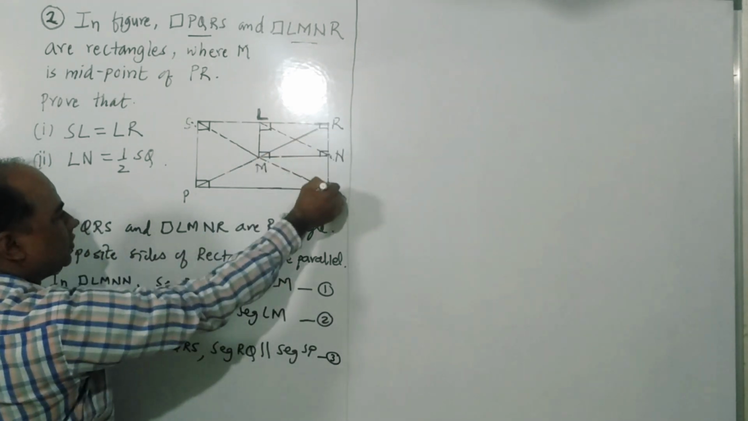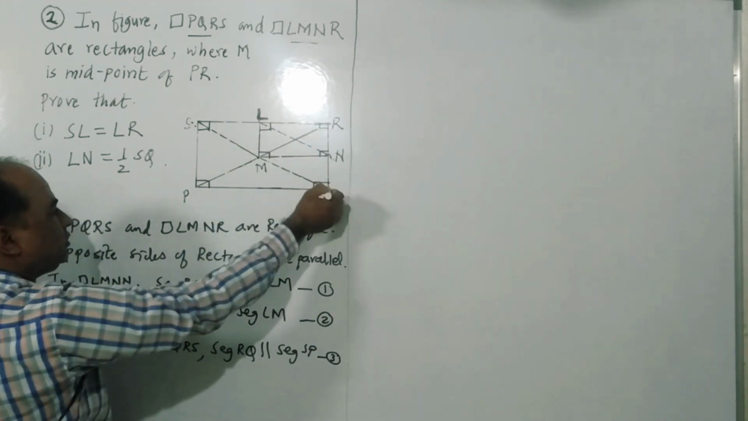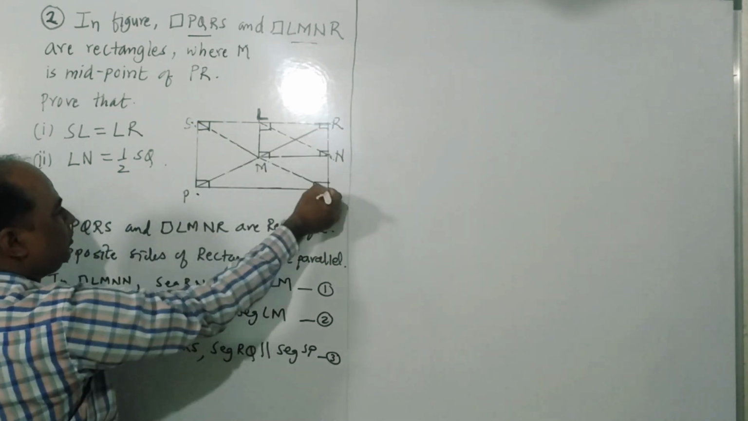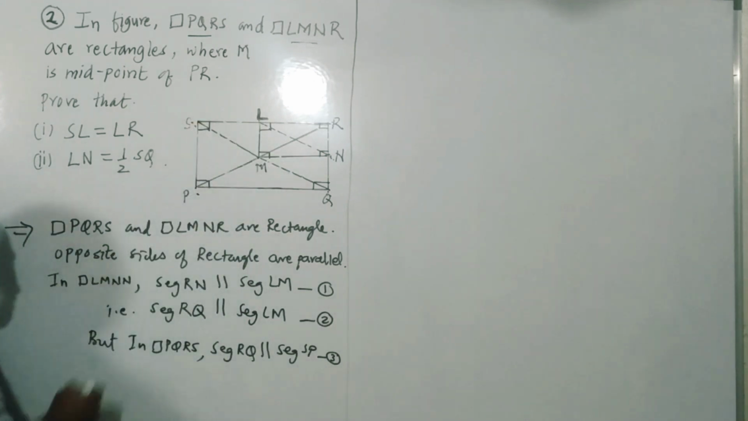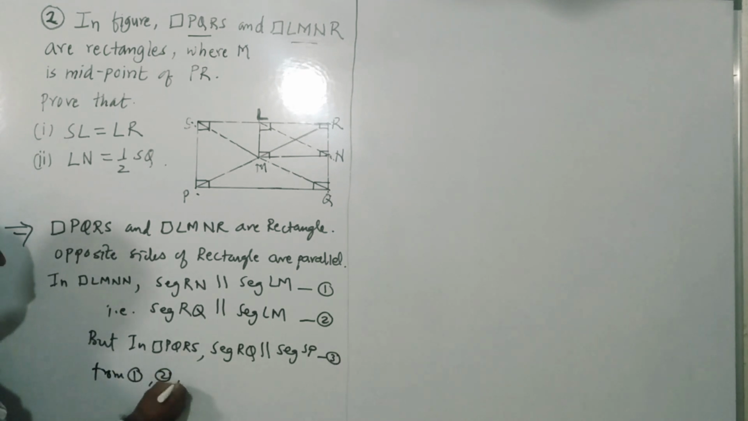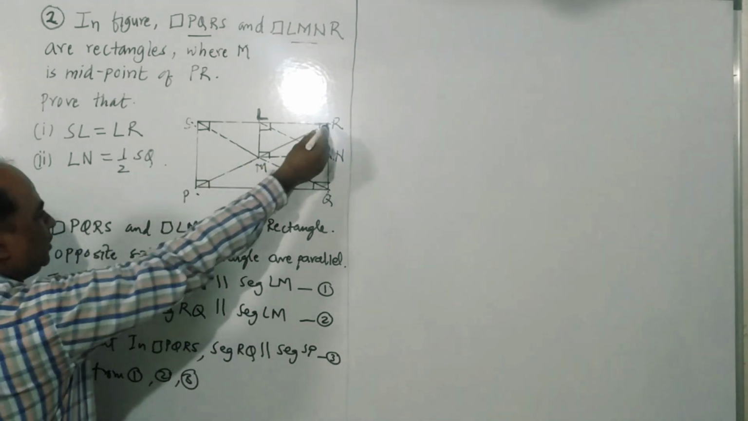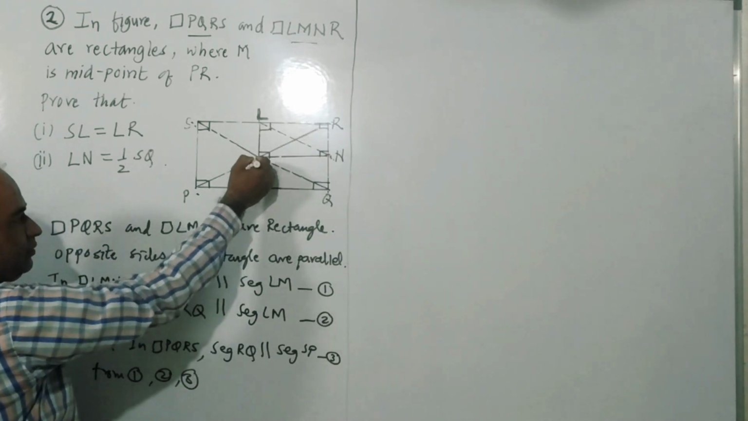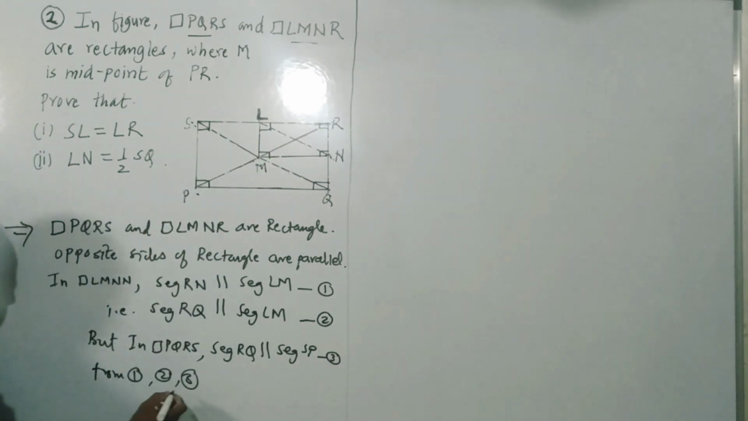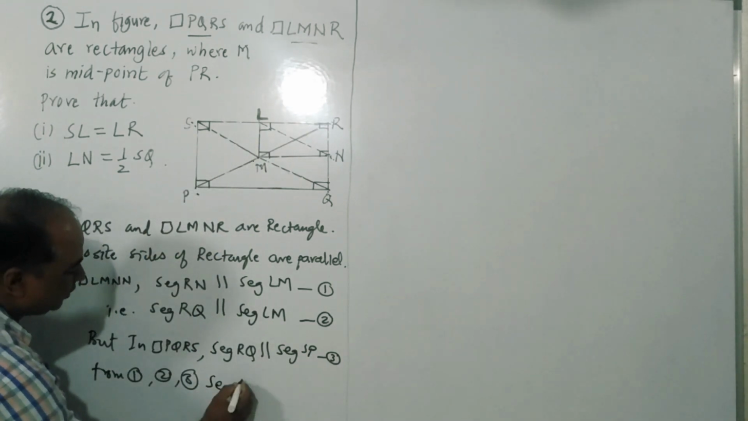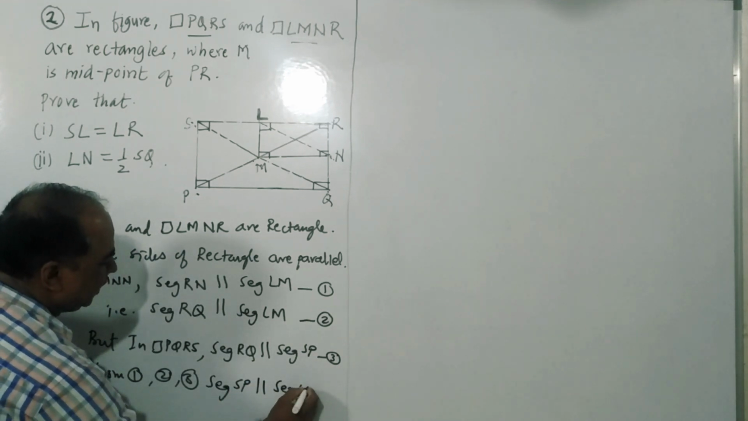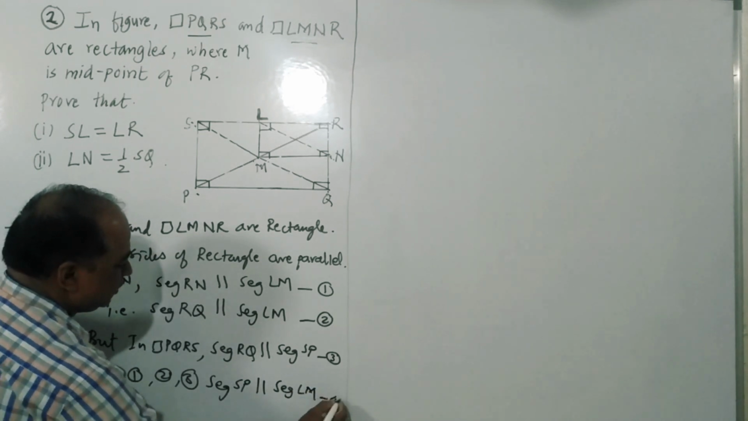Now see here, RQ is parallel to LN and RQ is also parallel to SP. Therefore, from 1 to 3 we get that this LN is also parallel to SP. So from first, second and third, RQ is parallel to LN and RQ is also parallel to SP. So SP is parallel to LN. We get that from 1 to 3, segment SP is parallel to segment LN. Number 4.